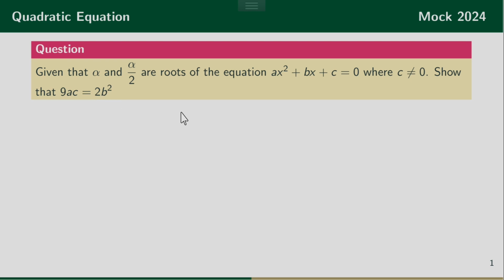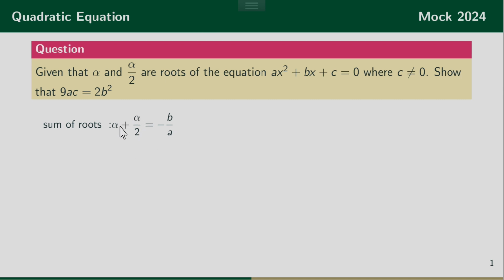Now, in order to show this, I'll need to use the idea of comparing the roots of a quadratic equation to the coefficients of that quadratic equation. We know that the sum of the roots of a quadratic equation is equal to negative of the coefficient of x divided by the coefficient of x squared. So I'll sum these roots. The sum of roots will be equal to, I add alpha to alpha over 2 and I equate it to negative b divided by a, because these are the coefficients of x and x squared respectively.